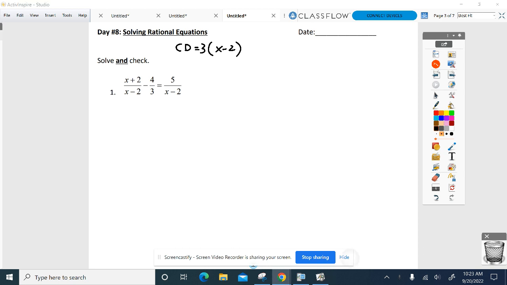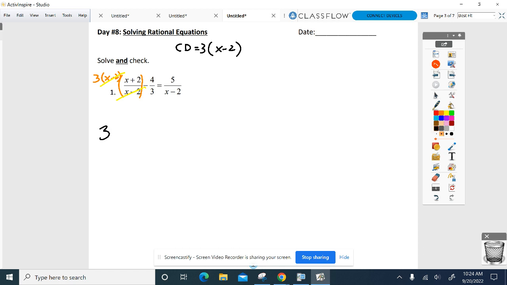Now, next. How many fractions did I have? 3. You're going to multiply all 3 of them by what you think the common denominator is. And watch what happens. So let's take this first fraction and multiply it by 3 times x minus 2. What's on top and what's on the bottom that's going to cancel? Oh, I just got rid of the denominator. What's left? 3 and the x plus 2. Multiply them. What do you have now?